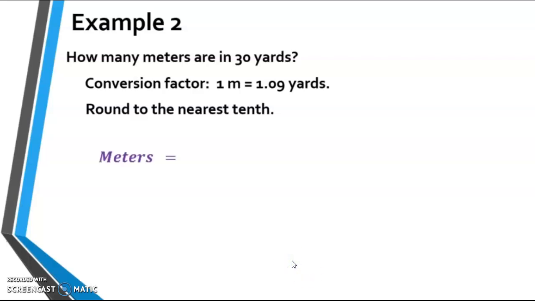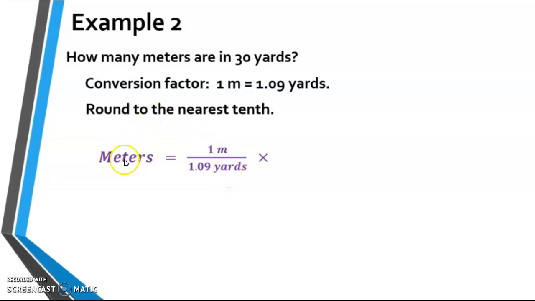And then we need our first fraction. First fraction is going to be the conversion factor. And we're trying to figure out which one of those pieces do we need to put on top. Are we putting yards on top or are we putting meters on top? We said it depends on what your desired answer is. We want to know meters. So that means that meters needs to go on the top of our first fraction here. So we'll put 1 meter over 1.09 yards.